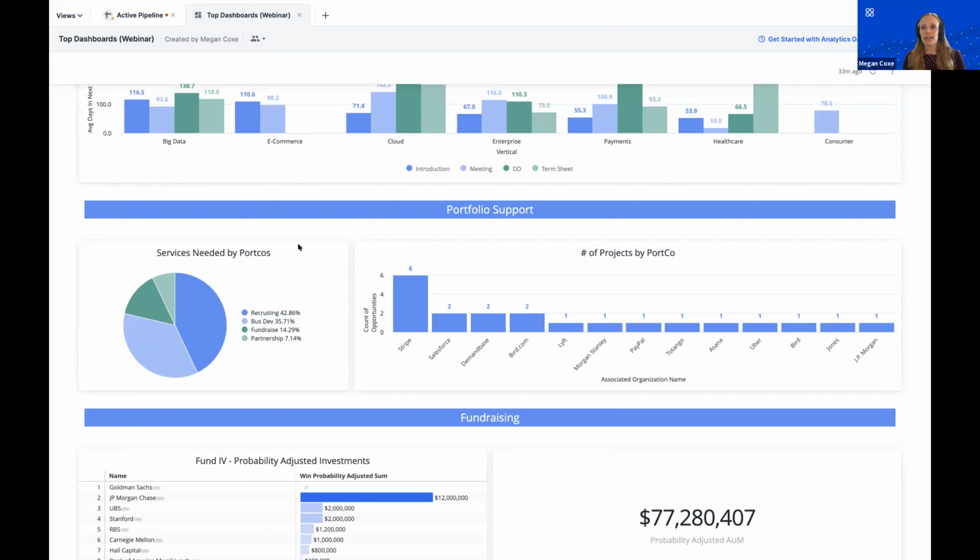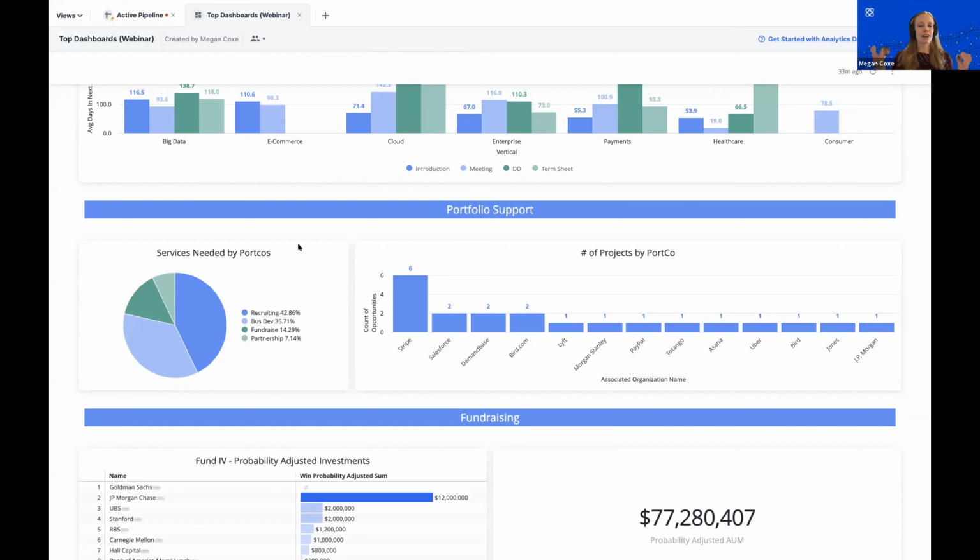On the right-hand side, number of projects by Portco. Now, this is really meant to make sure that your time and energy is aligned to your top portfolio companies. In this case, we've done 6 projects with Stripe. Let's hope that they are one of our top portfolio companies. Otherwise, there is a discrepancy between the amount of time and resources we're spending there.